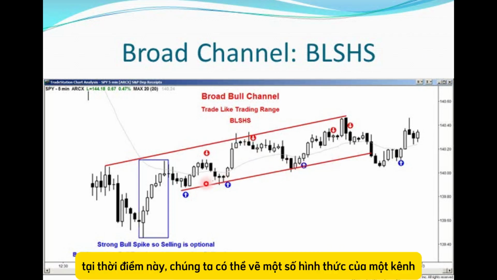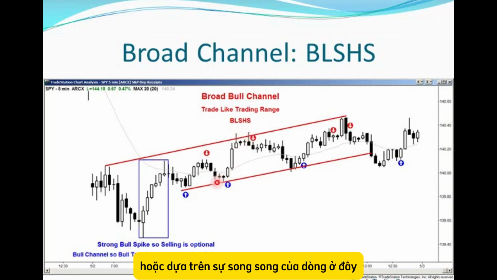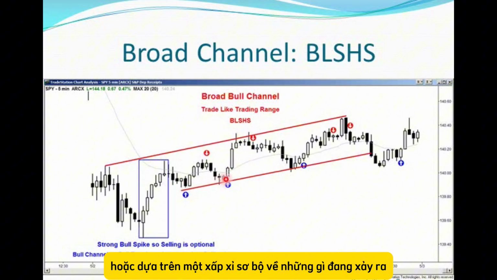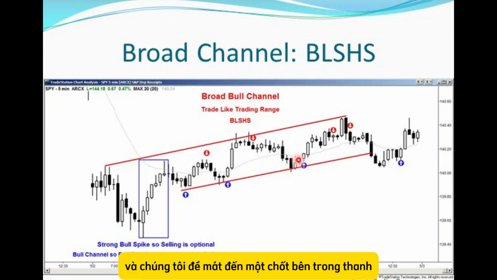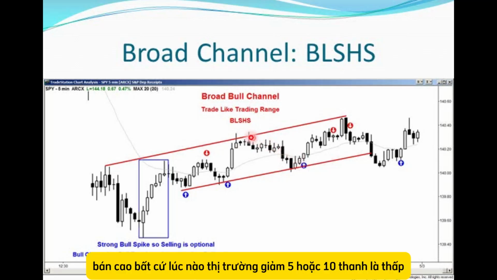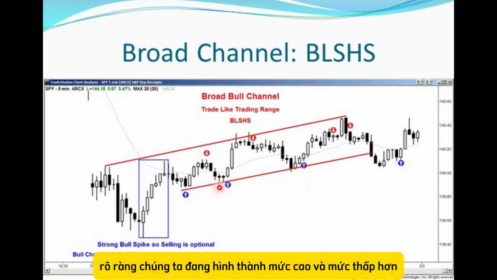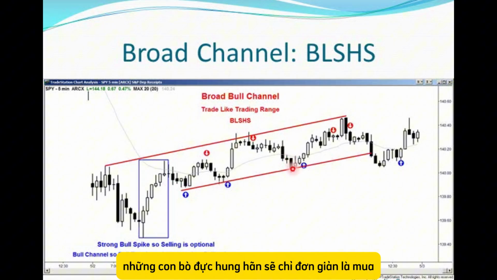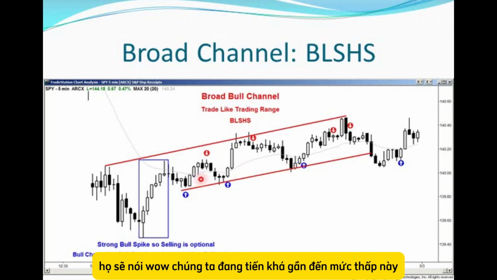Here, at this point, we can draw some semblance of a channel, either based on a parallel of the line up here, or based on a rough approximation of what's going on with these two lows. We're near the bottom of it, and we have a bull inside bar. Buy low, sell high. Anytime the market's down five or ten bars, it's low, and I'd like to buy. We're clearly forming higher highs and lows. Aggressive bulls would simply buy the close of this bear bar and put a stop below this higher low, betting that the bear attempt to break out below this higher low will fail. So aggressive traders, as soon as they see that bear bar, they'll say, wow, we're getting pretty close to this low.